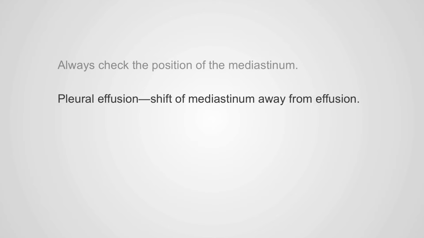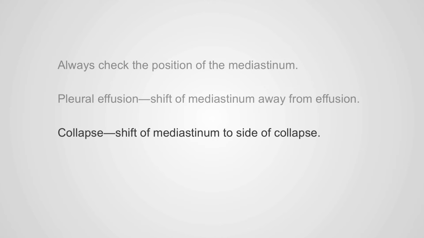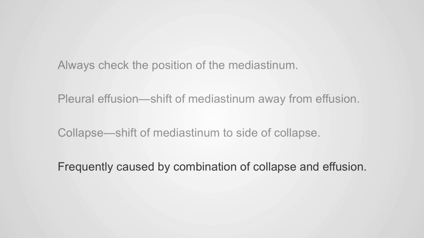So in summary, when you see a whiteout on an X-ray, always check the position of the mediastinum. If there's a pleural effusion, you would expect the shift of the mediastinum away from the effusion. If there's collapse, the shift of the mediastinum should be to the side of the collapse. Frequently, a whiteout of a hemithorax is caused by a combination of collapse and effusion.